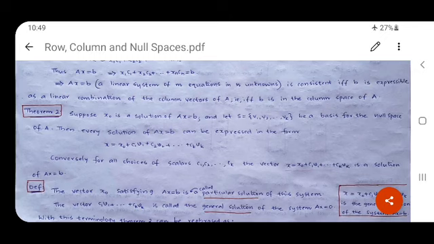Then every solution of Ax equal to b can be expressed in the form x equal to x0, which is a particular solution, plus c1 v1 plus etc. plus ck vk. Conversely, for all choices of c1, c2, etc., ck, the linear combination x0 plus c1 v1 plus etc. plus ck vk is a solution of Ax equal to b.